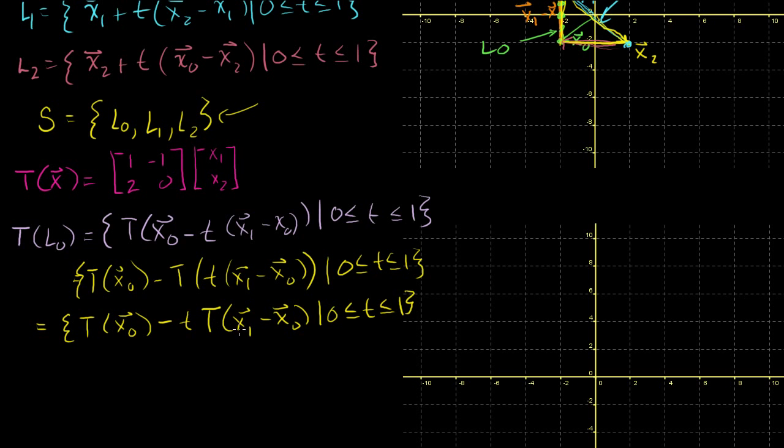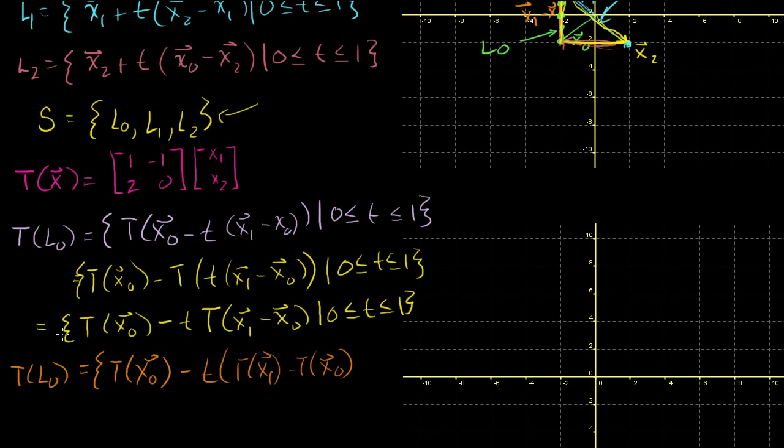And then the transformation of the sum of two vectors is equal to the sum of their transformations. We've all seen this before. So our transformation of our first line, L naught, is equal to the set where it's the transformation of x naught minus t times the transformation of x1 minus the transformation of x naught.